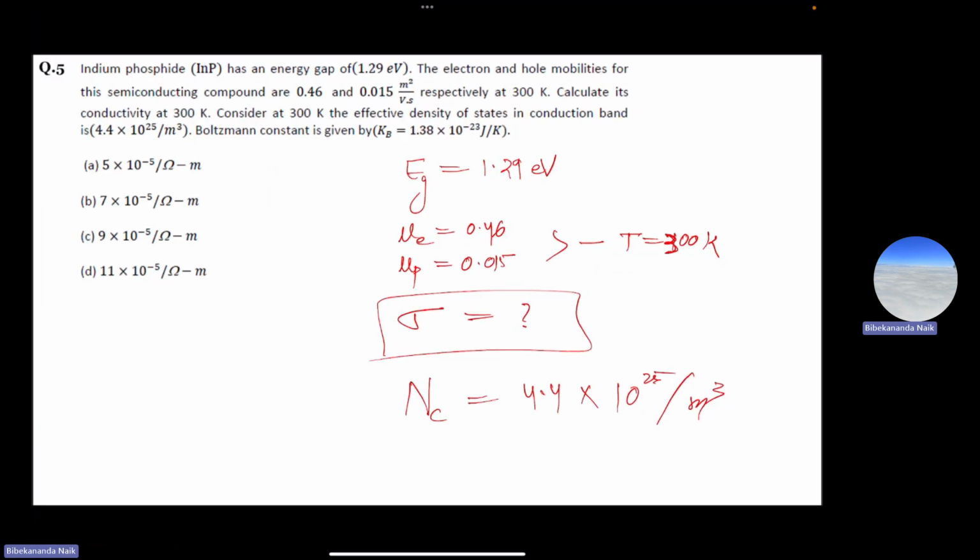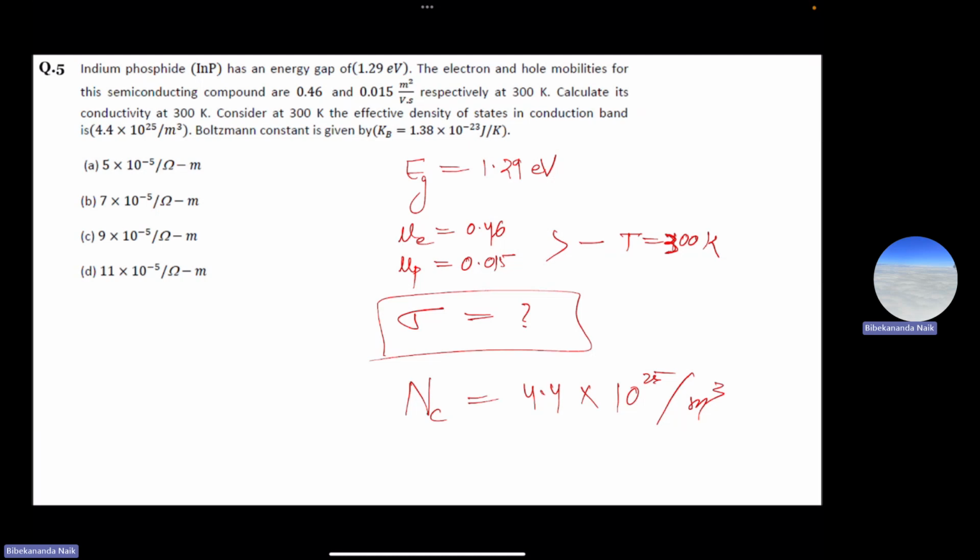So here we need to find out the conductivity, and we know for an intrinsic semiconductor, the conductivity is given by Ni e (mu_e plus mu_p). But if you see the question, here we don't know the value of Ni, that is the intrinsic carrier concentration.